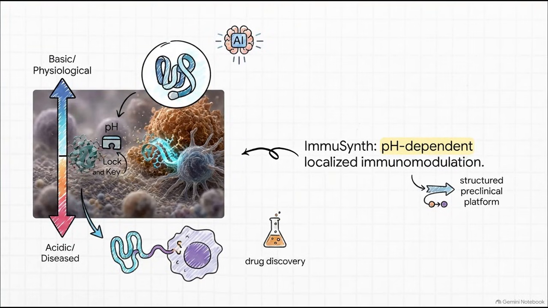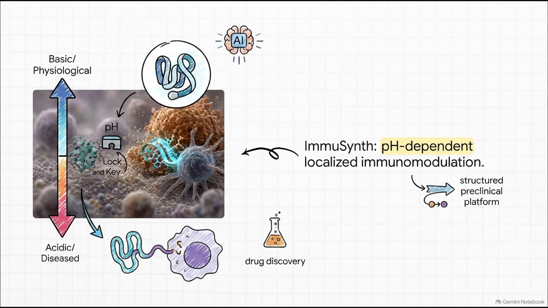First up is Imusynth. The goal here is localized immunomodulation in highly specific acidic niches. Conceptually, it works like this. The peptide stays compactly folded at a normal physiological pH, but the moment it enters an acidic, diseased environment, it's designed to open up and interact with immune cells. It acts almost like a lock and key that's completely governed by ambient acidity.